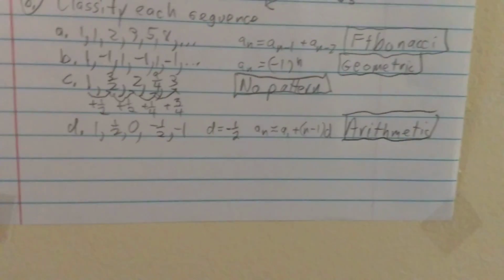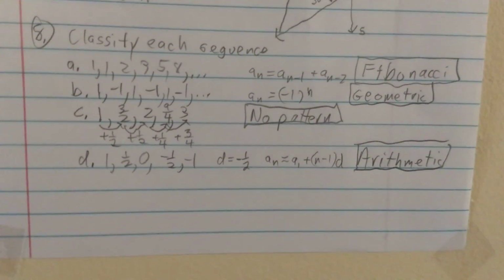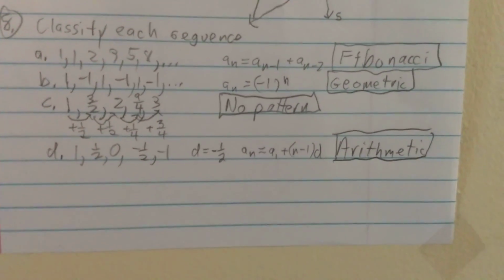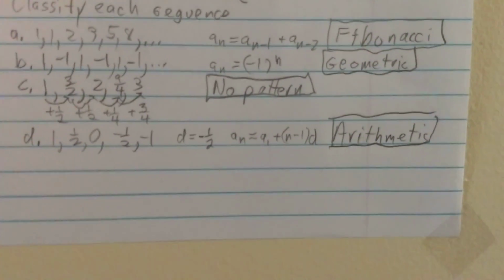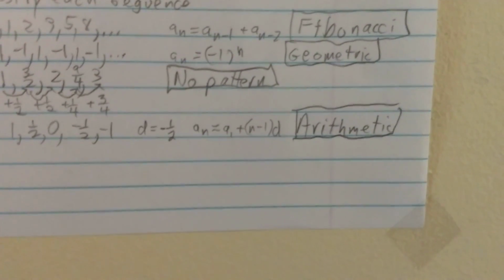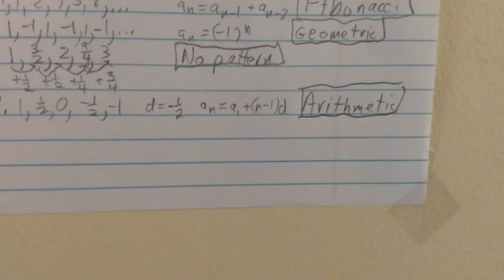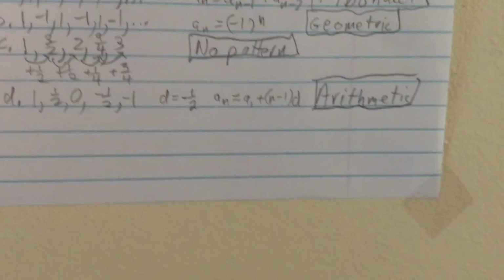But on D, if we have 1, 1 half, 0, negative 1 half, negative 1, we see this is a subtract by a half pattern. And so a_n equals a_1 plus (n minus 1)d would be our arithmetic sequence with d equals negative 1 half and a_1 equals 1.